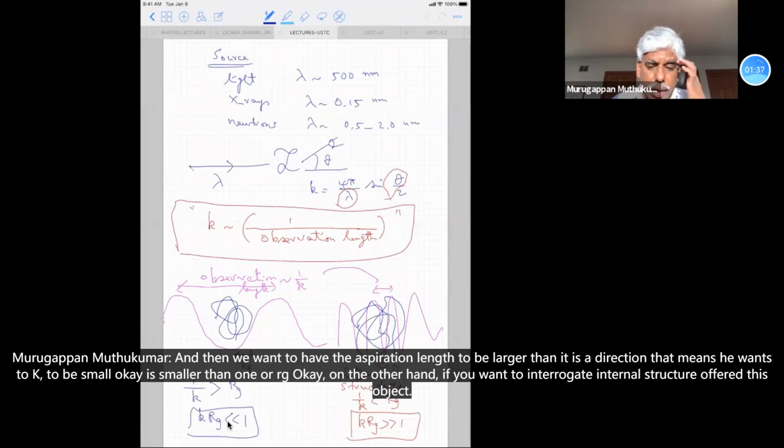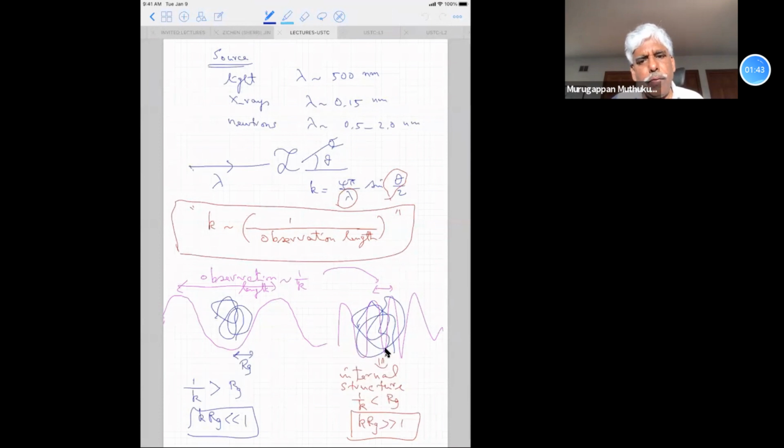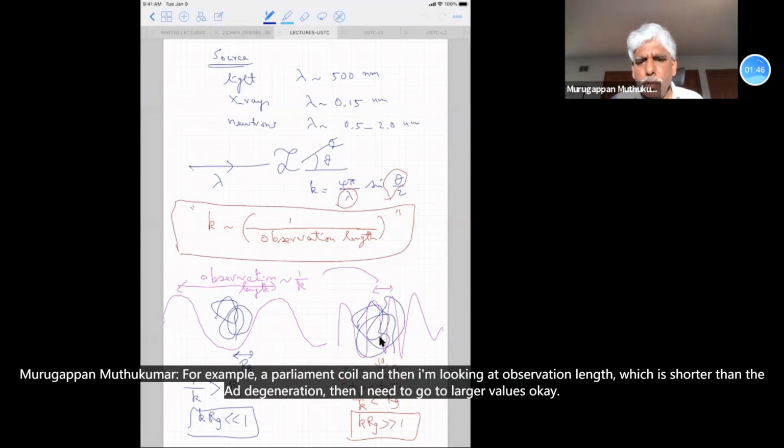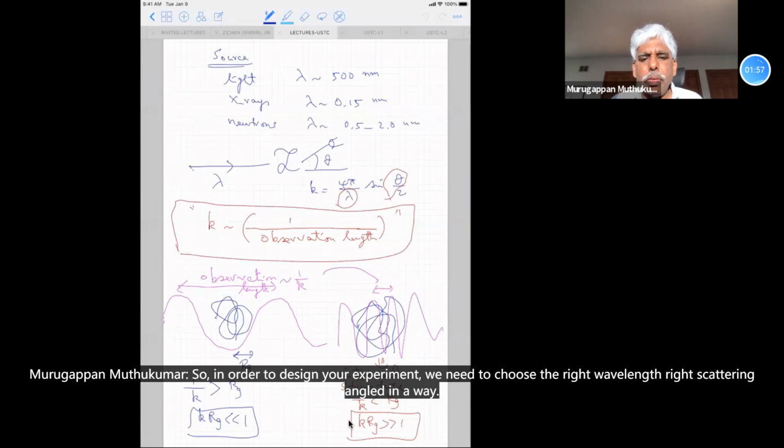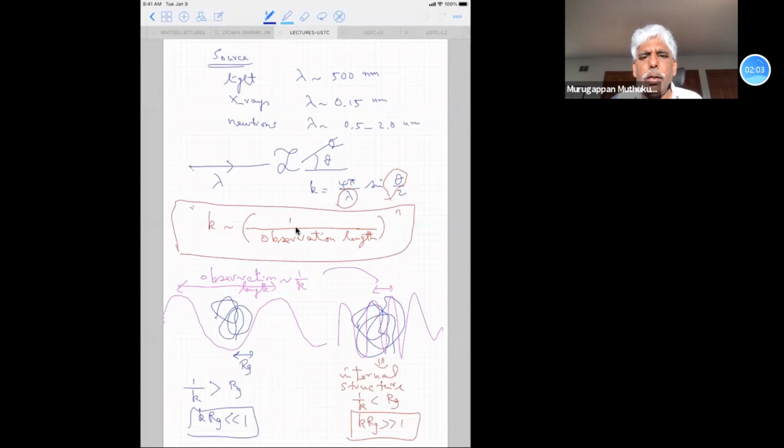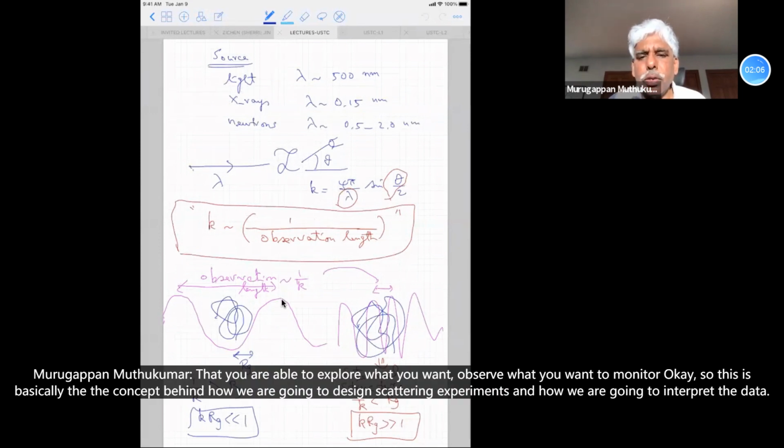On the other hand, if you want to interrogate the internal structure of this object, for example, a polymer coil, then I'm looking at an observation length shorter than the radius of gyration, so I need to go to larger values of K. So in order to design your experiment, we need to choose the right wavelengths and the right scattering angles so that you are able to explore what you want to observe, what you want to monitor. This is basically the concept behind how we are going to design scattering experiments and how we are going to interpret the data.